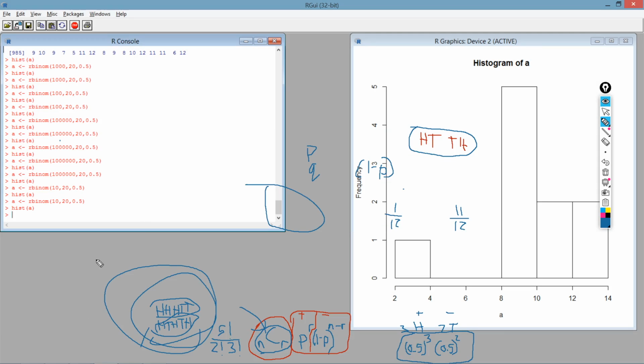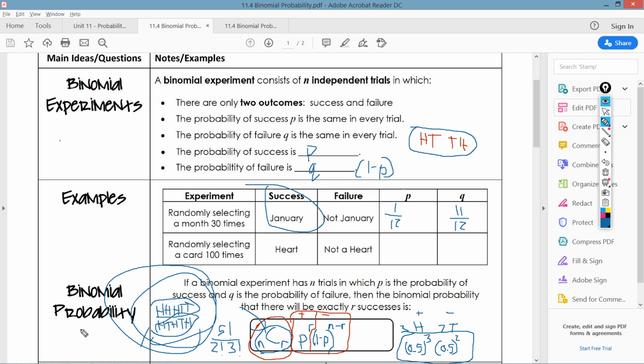Let's go to factorial 5 divided by factorial 2 divided by factorial 3, which is 10. So there are 10 combinations of 3 heads, 2 tails. 10 different ways we can arrange it.